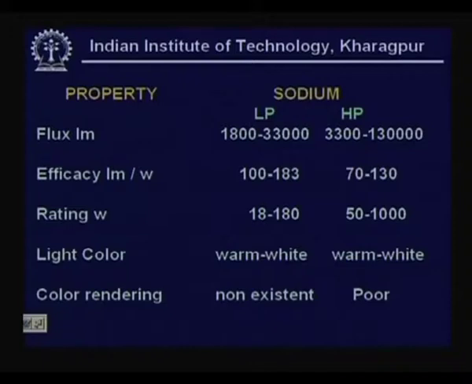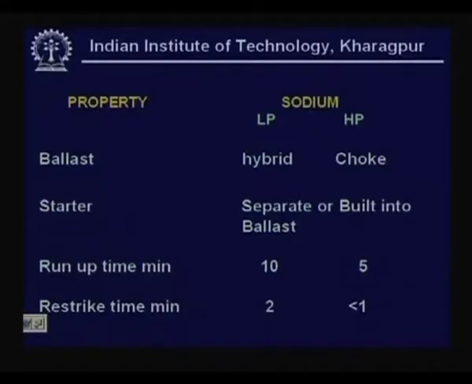And you do have low pressure ones right from 20 watts to 200 watts, and high pressure ones going from 50. Now the light color is something which is to be noted. Color rendering is poor, and all of them need a ballast which could be either built in or separate. It could be a combination of LNC in case of a low pressure one. The starter could be built within the ballast.